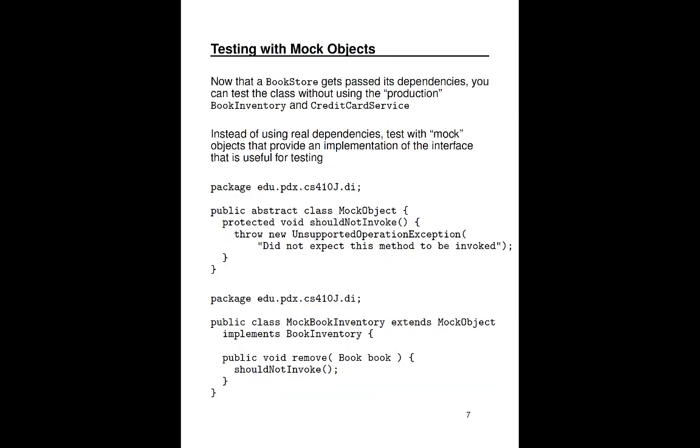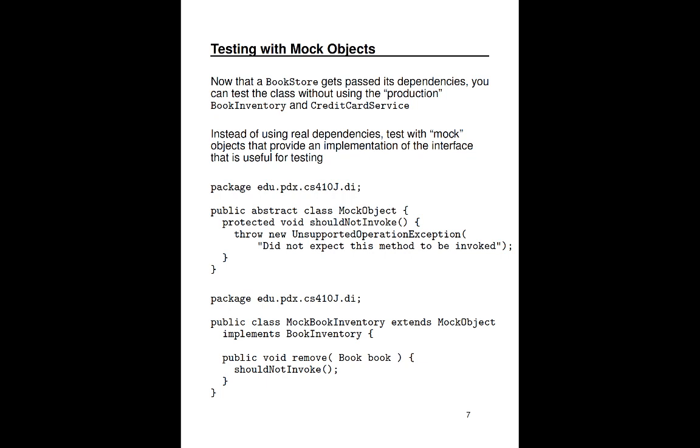So now that we've got a bookstore that knows nothing about its dependencies, only knows what interface they implement, it makes the code a lot easier to test because now we don't need to provide actual production level instances of book inventory and credit card service. We can instead provide objects that behave like a book inventory or a credit card service, but don't necessarily need to do all the same work of the actual production ones. Because what we're looking to test is the behavior of the bookstore object, not of its dependent objects.